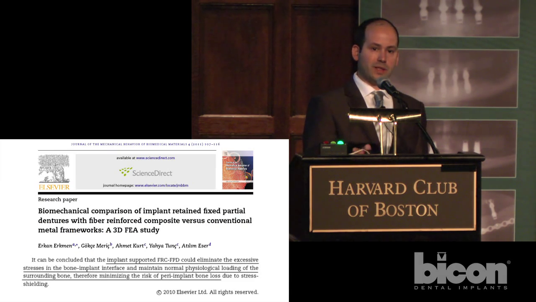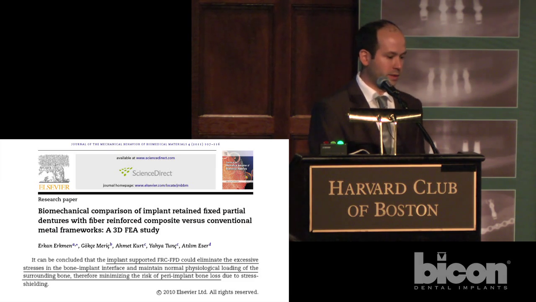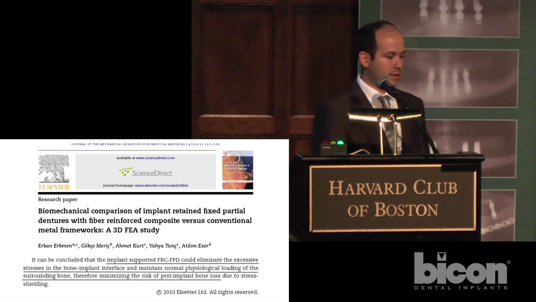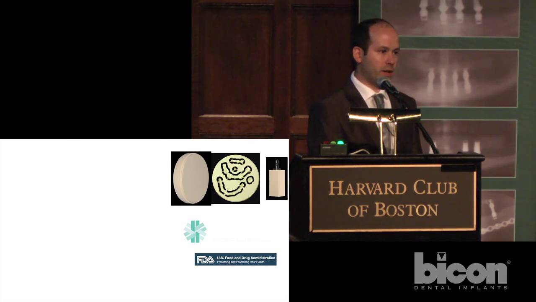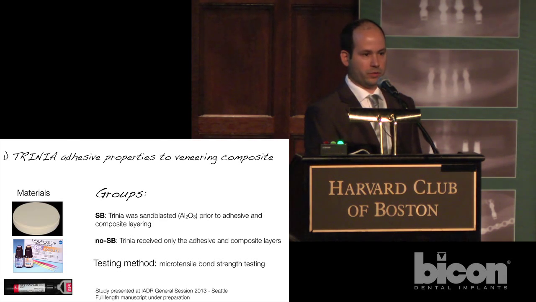So when used as an implant-supported restoration, it has been shown in finite element analysis that implant-supported fiber-reinforced composites, when compared to metal ceramics, could eliminate the excessive stresses in the bone-implant interface and maintain normal physiological loading of the surrounding bone, and therefore minimize the risk of peri-implant bone loss. The same scenario that we have seen for crowns. So this motivated us to further pose a few questions regarding the use of Trinia.